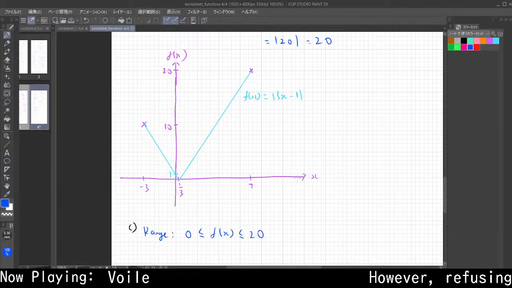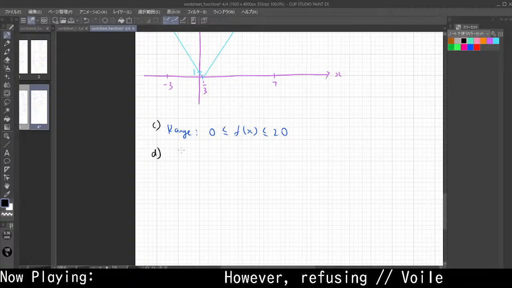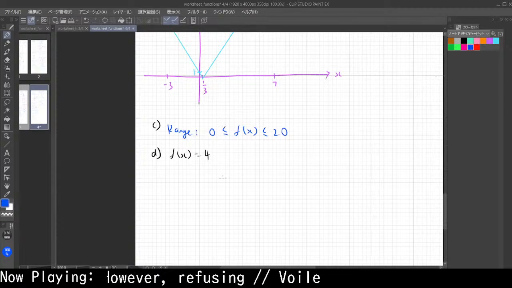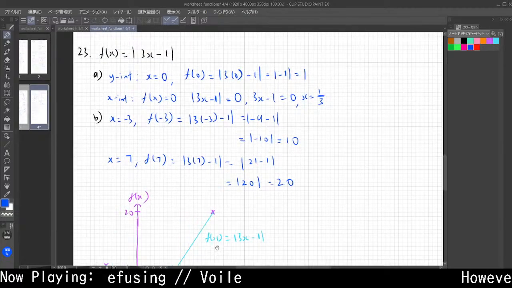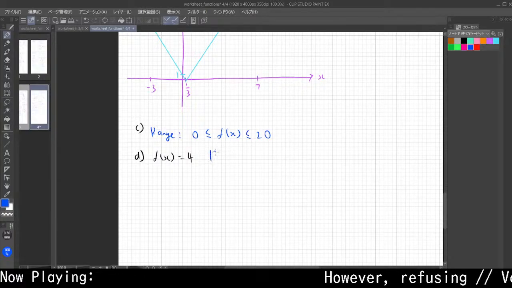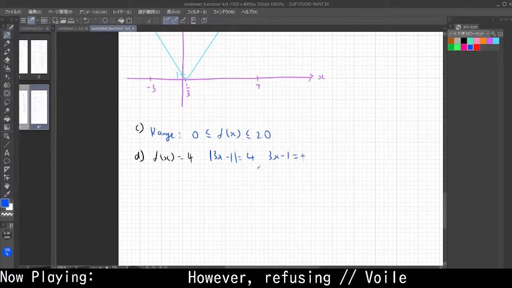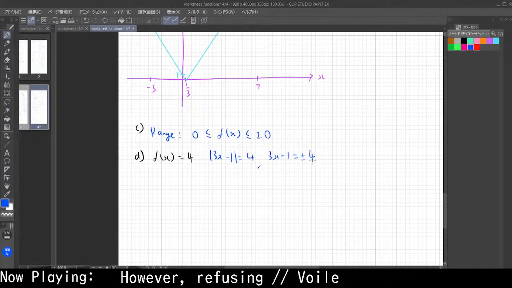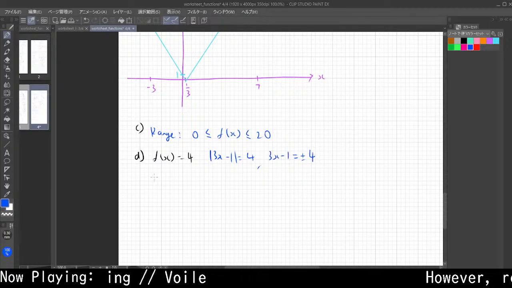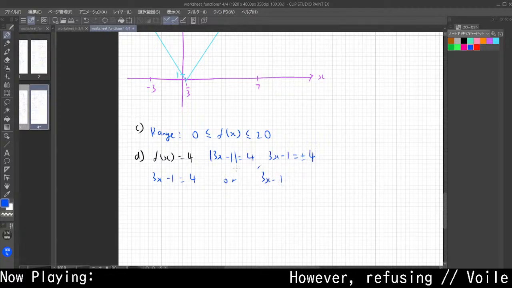Next, find the values of x when f(x) equals 4. This is solving. f(x) is given as the absolute value of 3x minus 1, so the absolute value of 3x minus 1 equals 4. 3x minus 1 equals plus or minus 4, getting rid of the absolute value. Going over, 3x minus 1 equals 4, or 3x minus 1 equals negative 4.